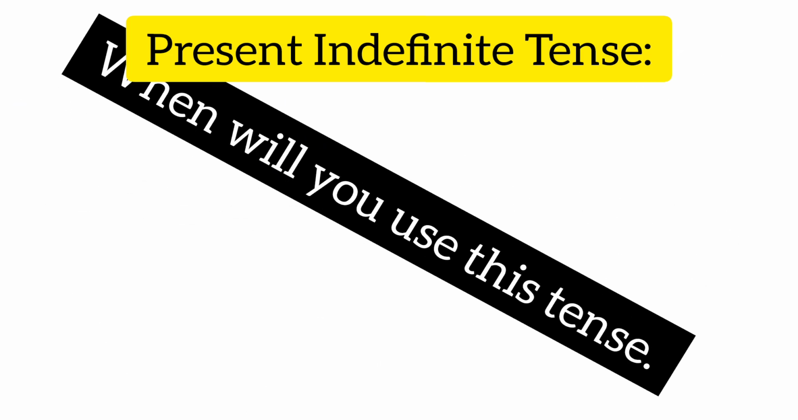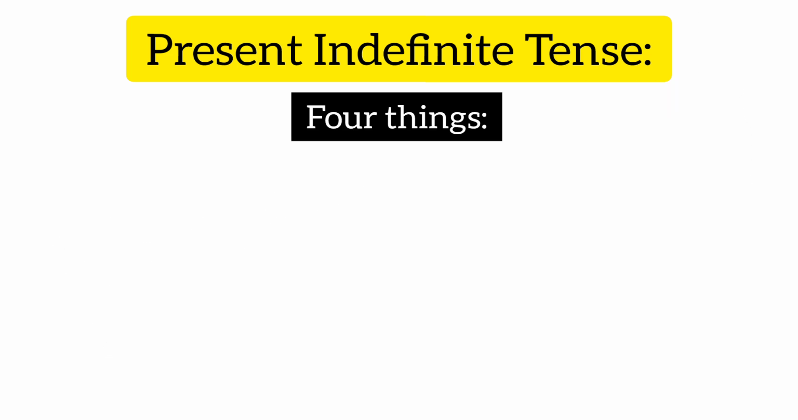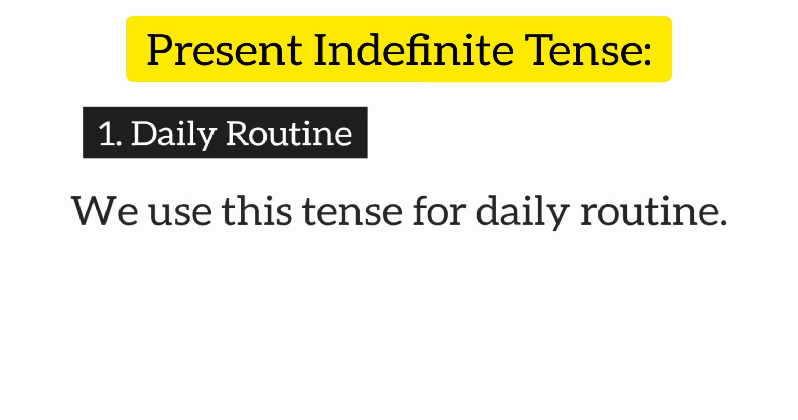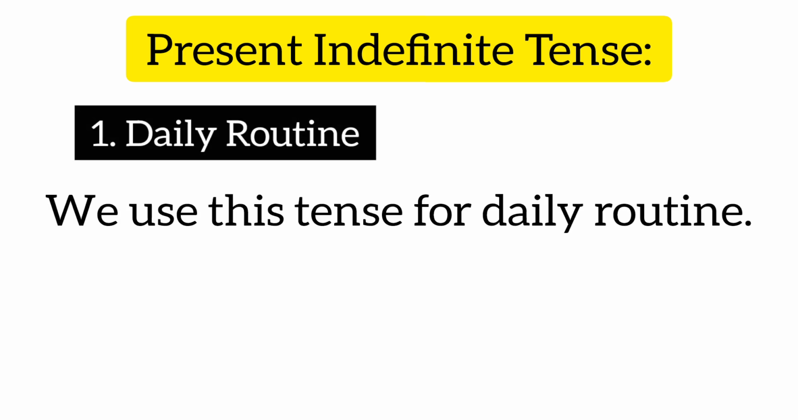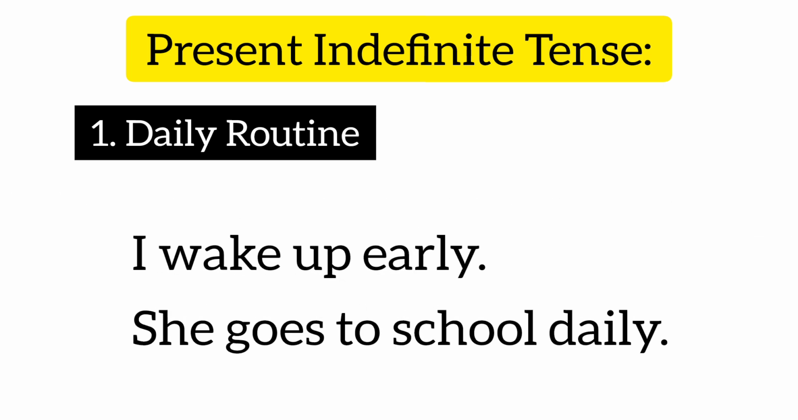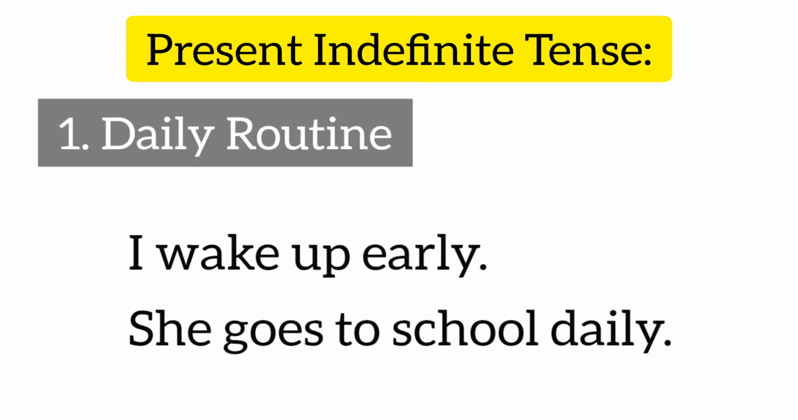Now let me tell you when you will use this tense. Remember four things for it. Number one is daily routine. We use this tense for daily routines. For example, look at these examples. I wake up early, she goes to school. In these two sentences, you can see that I have told you about the daily routine. So, for daily routines, you have to use present indefinite tense.